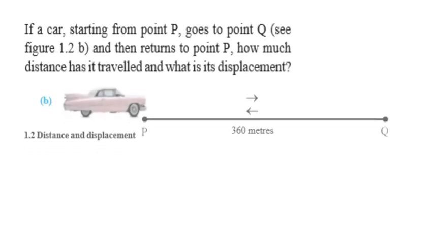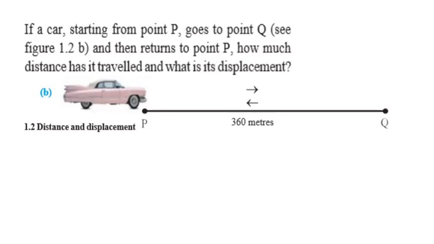Let's look at another example of distance and displacement. This will clear all your doubts related to distance and displacement. Now here, in the picture you can see a car. A car moves from point P to point Q and then it returns to point P. We need to calculate the distance traveled by it and also the displacement.